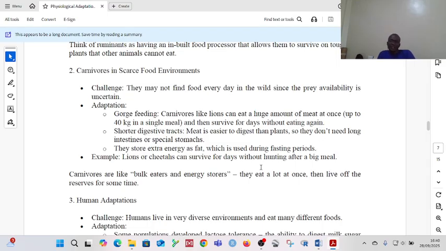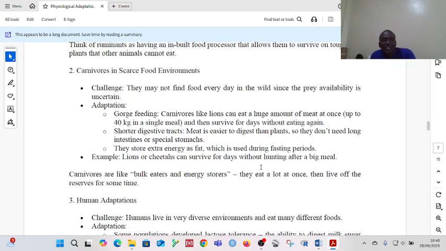Because they are carnivores, it means their diet is largely constituted by meat. Meat is easier to digest compared to plants, for example. So there is no need for these animals to have long intestines or all the other specialized stomachs. So these animals end up with a shorter digestive tract.